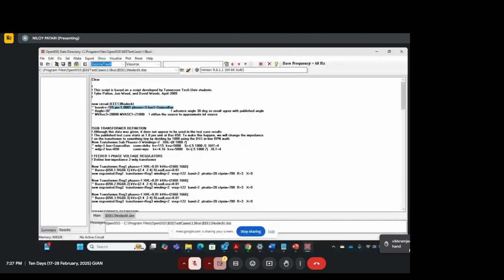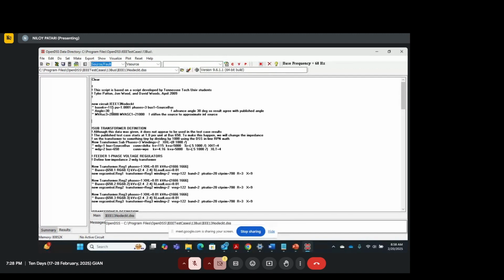Right now, the angle of the source bus is 30 degrees. The source bus is basically the substation node. Now it says advance angle 30 degrees, so the result is in degrees with the published angle. An angle of 30 degrees here means your reference angle at phase A is 30 degrees. Then phase B will be 120 apart, so it will be minus 90 degrees, and your C phase will be minus 210 degrees, something like that.